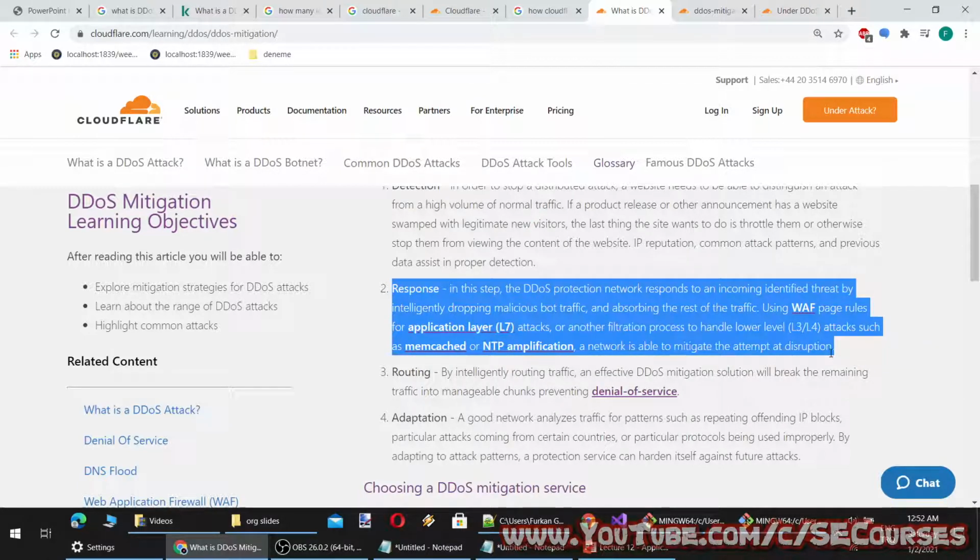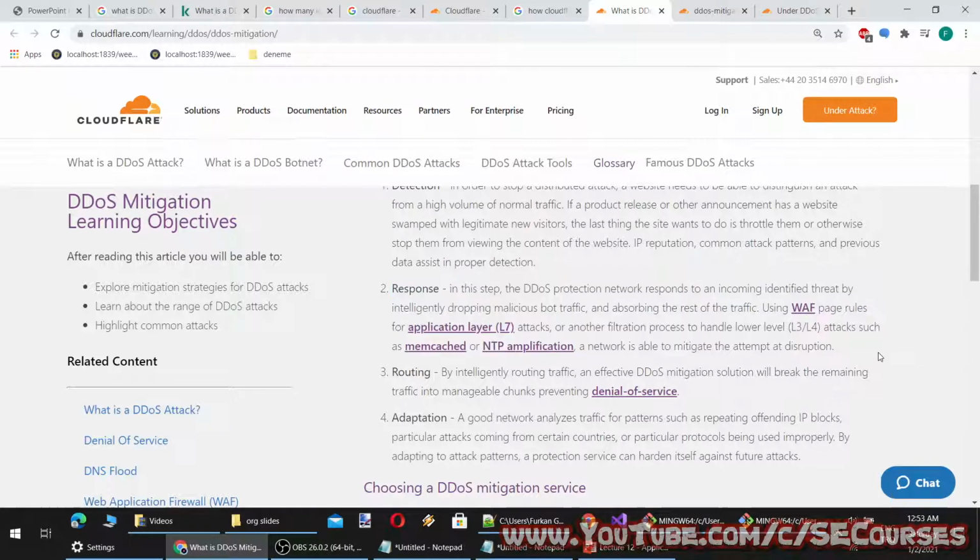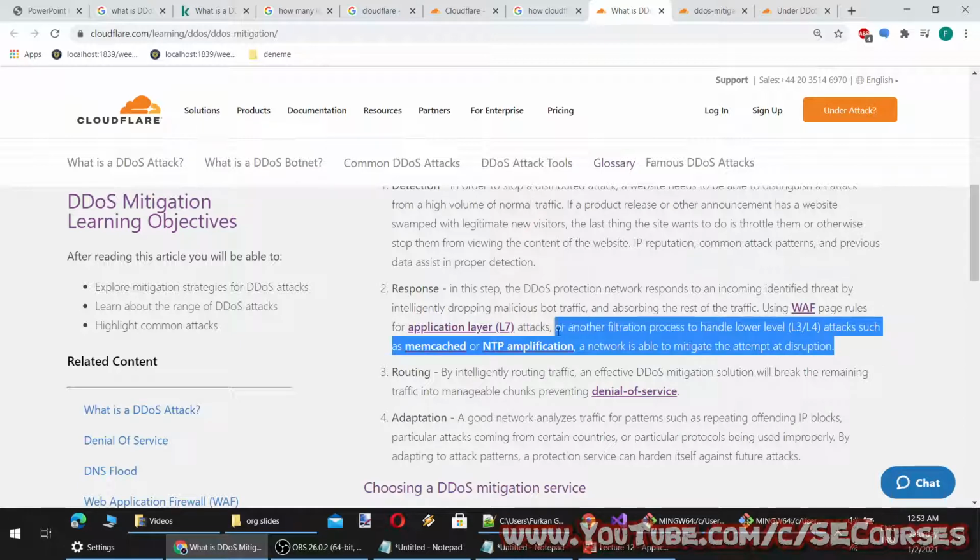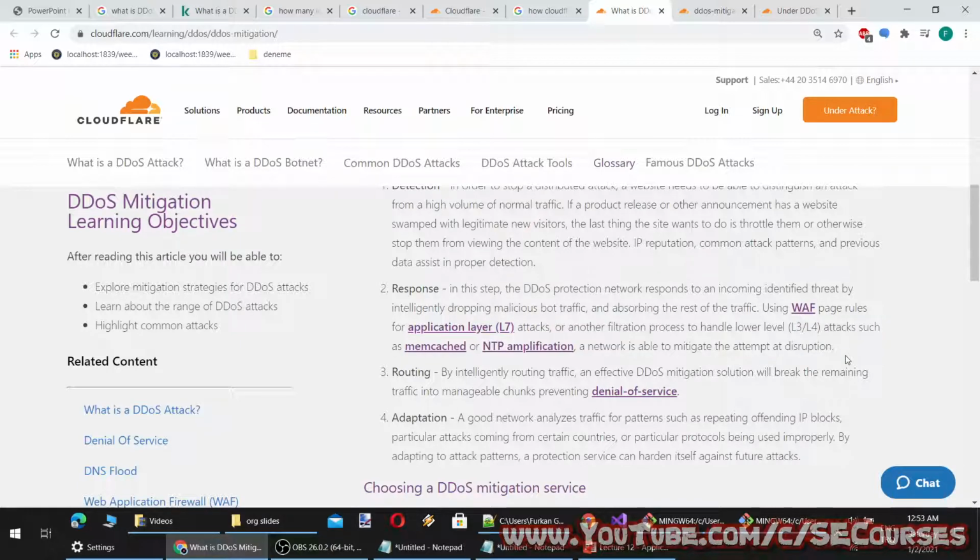Response. In this step, the DDoS protection network responds to an incoming identified threat by intelligently dropping malicious bot traffic and absorbing the rest of the traffic. Using WAF page rules for application layer L7 attacks, or another filtration process to handle lower level L3 and L4 attacks such as memcached or NTP amplification, a network is able to mitigate the attempt at disruption.